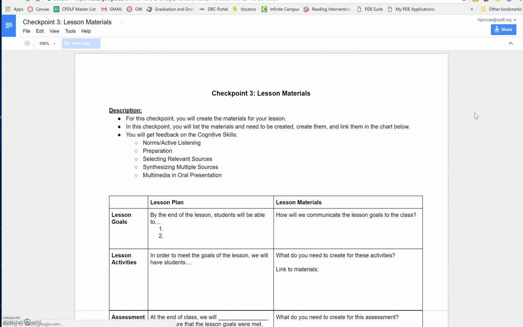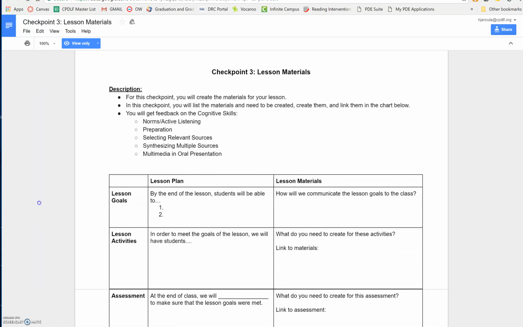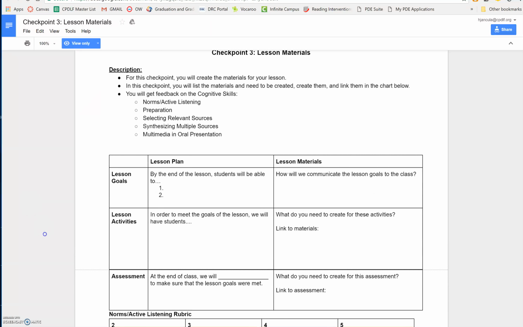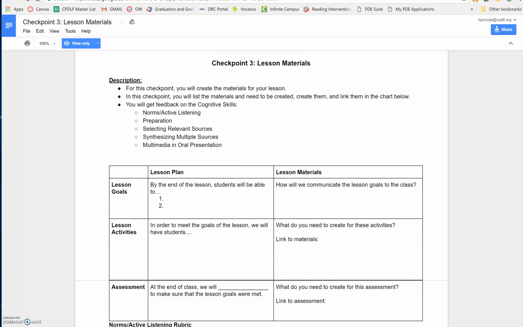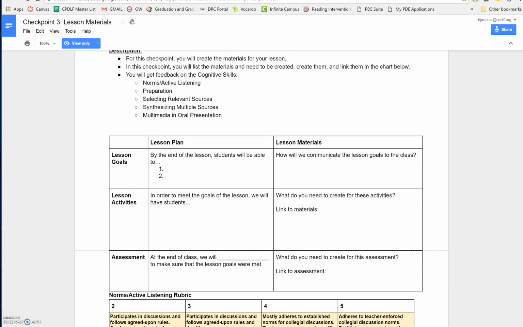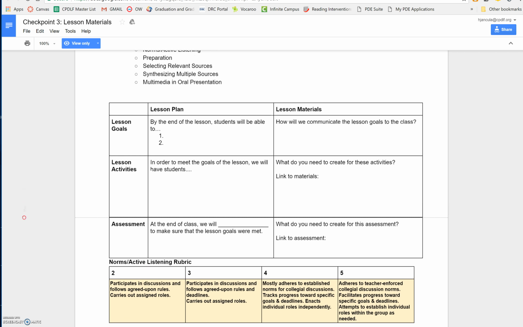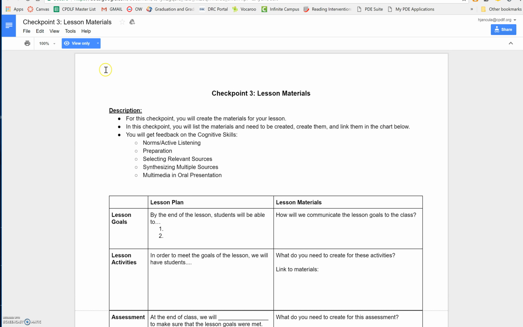Checkpoint number 3, you're going to go through this. And remember, ideally you would have a partner, and you're more than welcome to have a partner. Like I said, you can reach out to me, let me know if there's anyone working at your pace. If not, you're more than welcome to work by yourself. You have some lesson goals, some lesson activities, and the assessment. And you'll put some information in, like links to the materials so you know where to find the things, links to the assessment, do you need to create for the assessment, types of things like that.